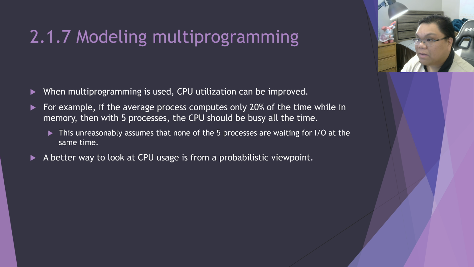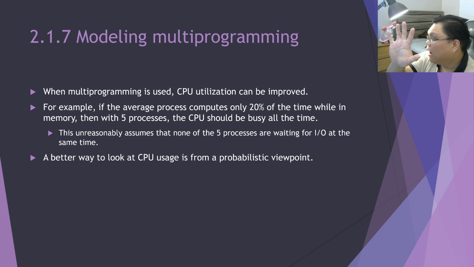So 2.1.7, modeling multiprogramming. When multiprogramming is used, we can improve CPU utilization. For example, if the average process computes only 20% of the time while it's in memory, then with 5 processes, in theory, the CPU should be busy all of the time. However, this unreasonably assumes that none of the 5 processes are waiting for I/O at the same time.